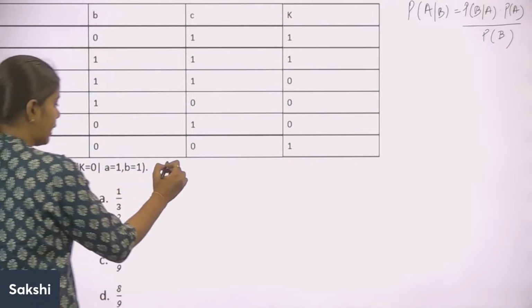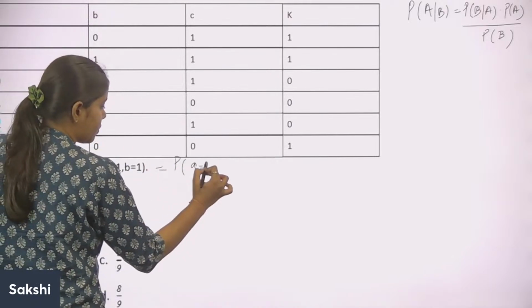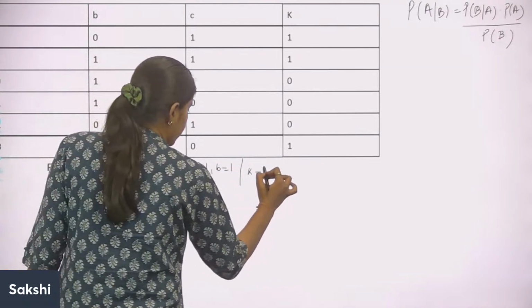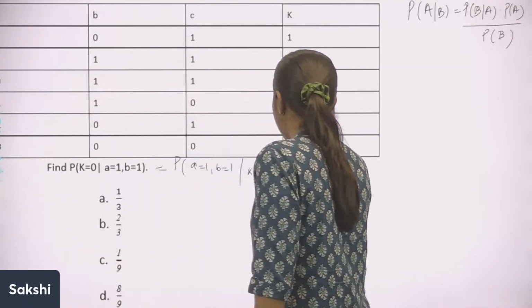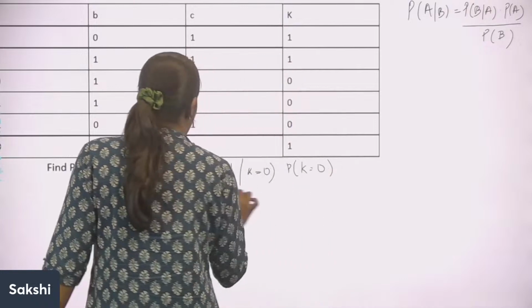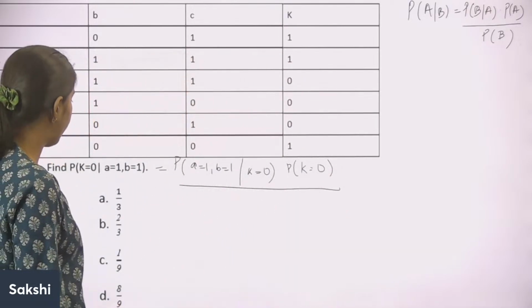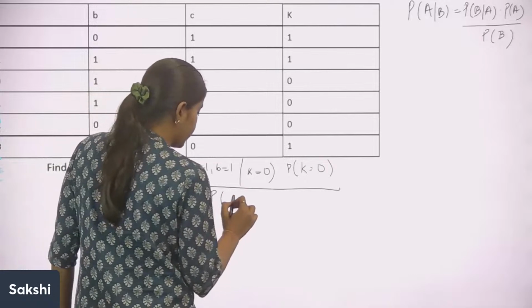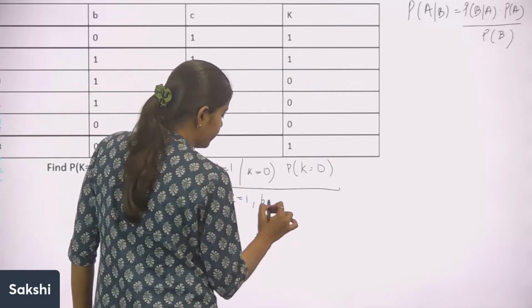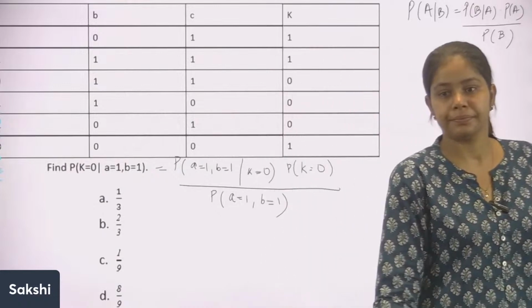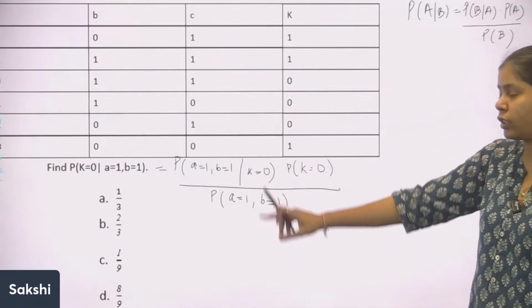How would I solve it? I'll use naive Bayes algorithm. Probability a equals 1, b equals 1, given k equals 0. And I'll write down probability k equals 0 upon probability of a equals 1 and b equals 1. So this would be the probability. Right? This will be the formula for this probability.